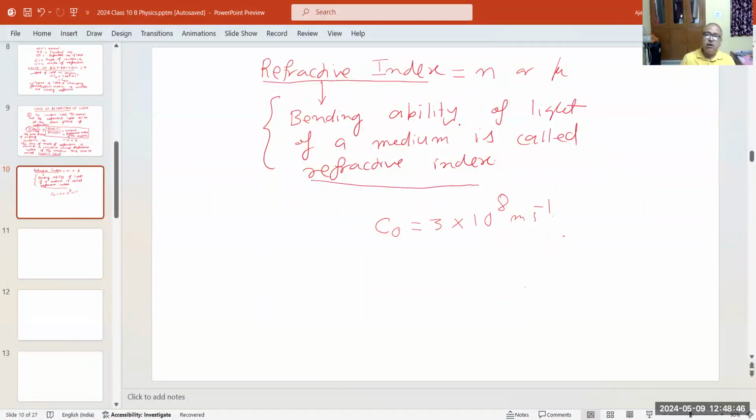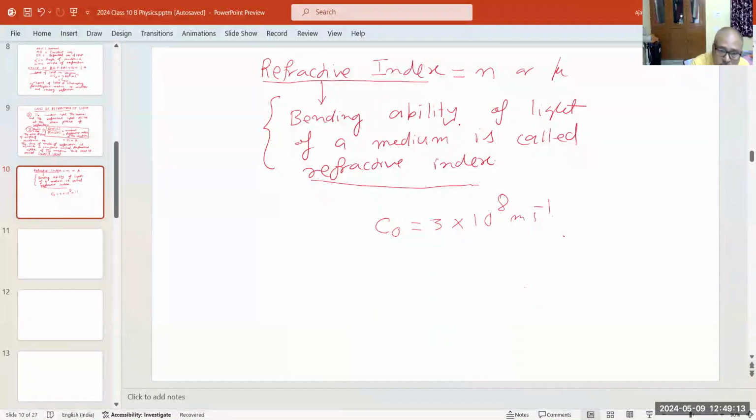Now the terminology is here. What does the refractive index mean? Refractive index stands for how much the light is bending: bending a lot, or bending very little. How much is the ability of the medium? The ability of the medium by which the light bends by a certain angle is the refractive index. We call it mu.